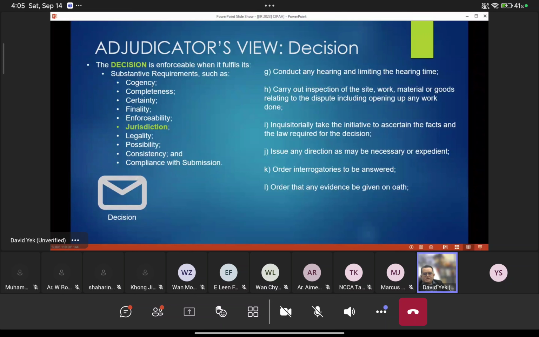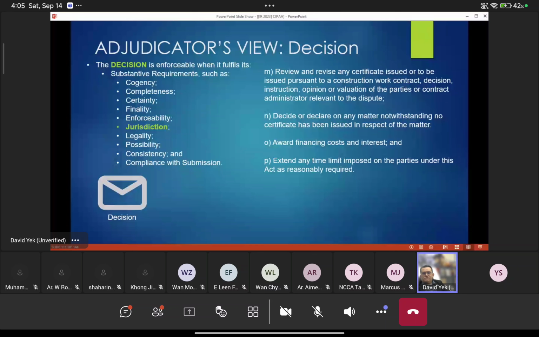You issue directions that may be necessary for the expedient conduct of the adjudication, yes. Order interrogatories to be answered. Yeah, sometimes you just have to seek the party's view on certain things. Yeah, you can do that. Order that evidence be given on oath. This is for hearings. So if you have a hearing, then you have to order it on oath. Okay. Next, legal. Oh, there's some more.